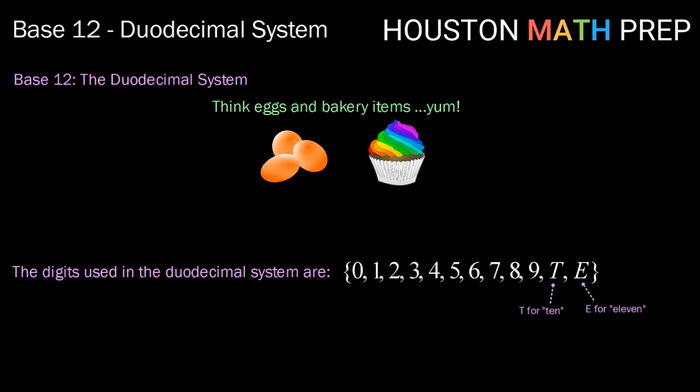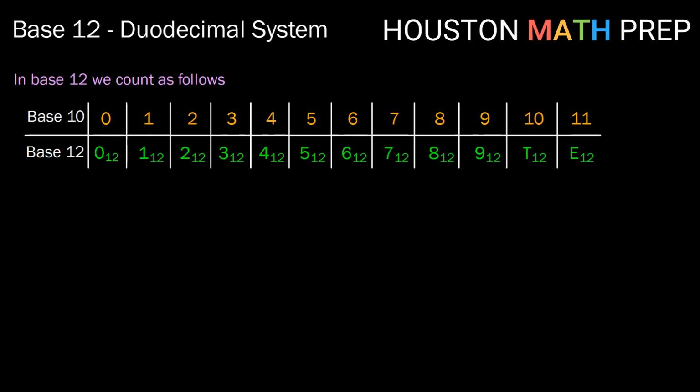Now I want to point out that some people who do the duodecimal system, instead of using T and E, will use the capital letters A and B. That's just a notational difference and it doesn't change anything. So let's take a look at how we would count in base 12.